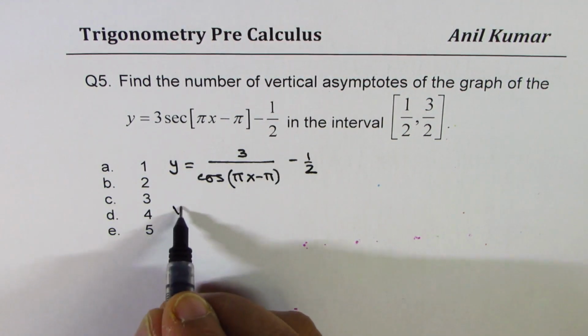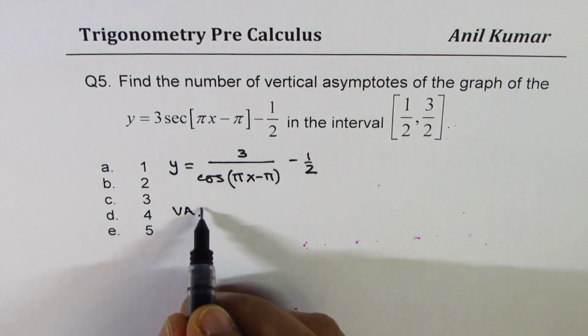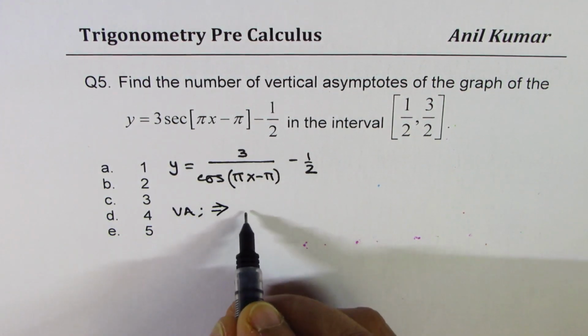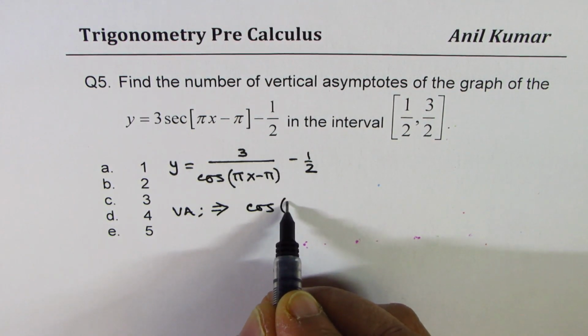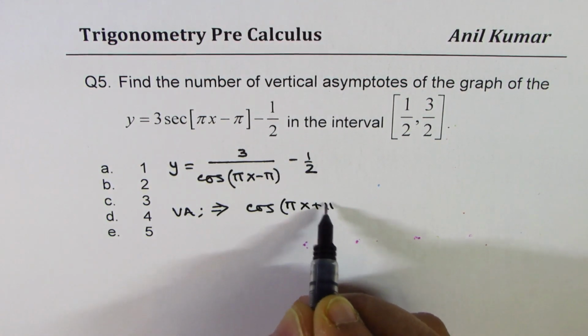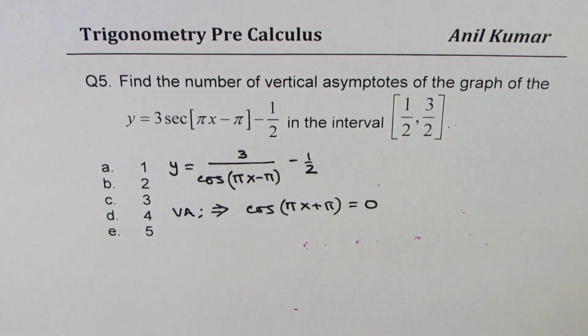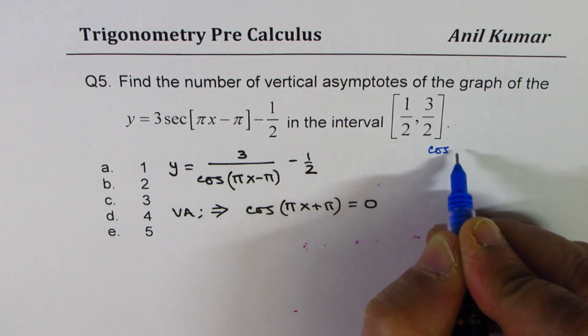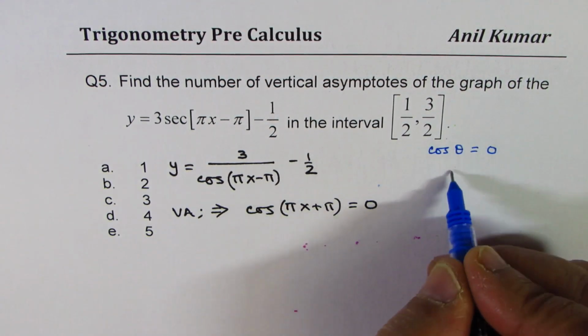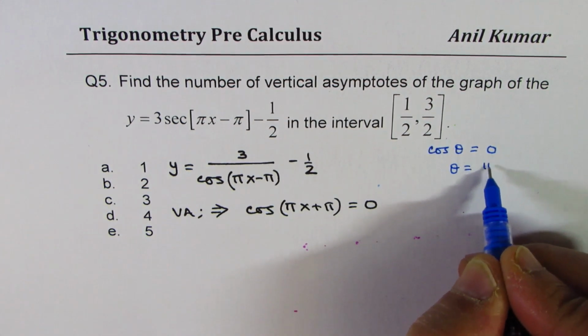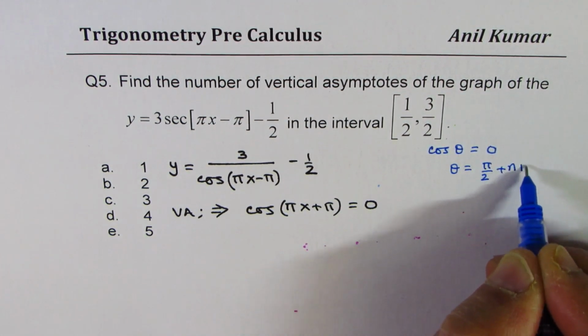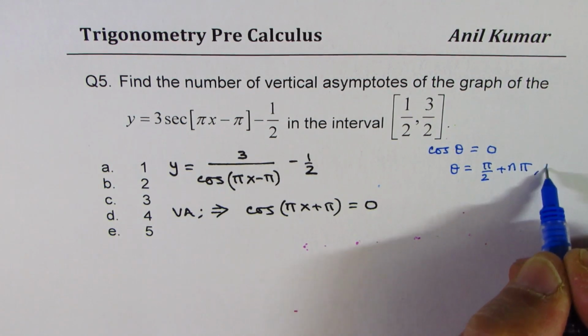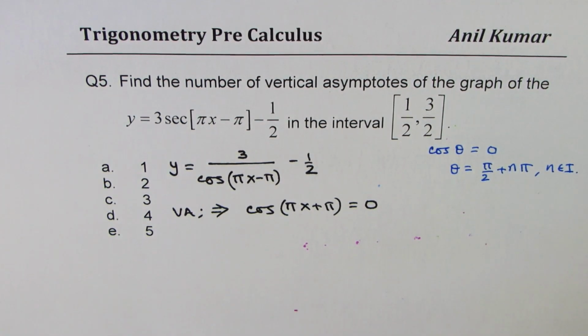Since we are looking for vertical asymptotes, that means denominator should be 0, right? So that implies that cos of pi x plus pi should be equal to 0. That too in this given domain, right? Now when is cos theta 0? As you know, cos theta equals 0 for theta equals pi by 2 plus n pi, where n belongs to integers, right? That is what you know.